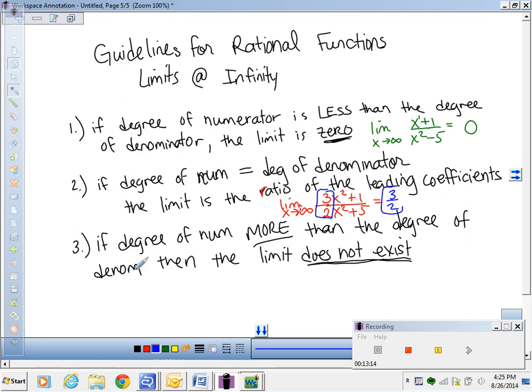That's it. And the last one is, if the degree of the numerator is more than the degree of the denominator, then the limit does not exist. So if I had the limit as x approaches infinity of 2x cubed minus 1 over 2x plus 1, look at the degrees. This one has a degree of 1, and this one has a degree of 3. So the limit does not exist.